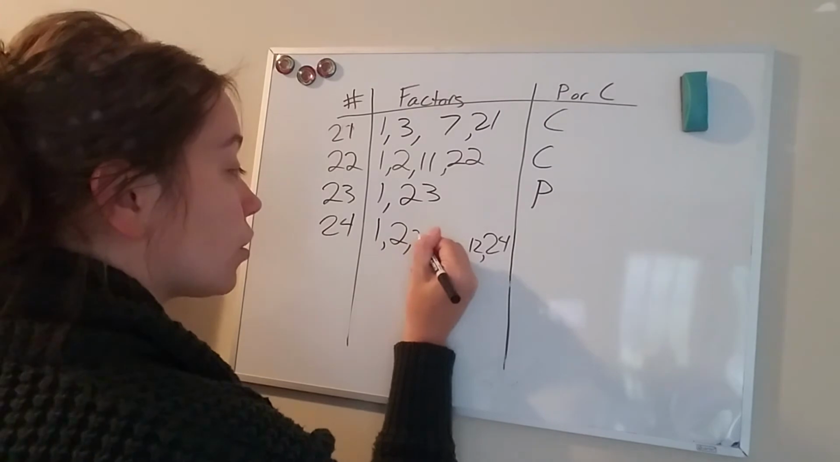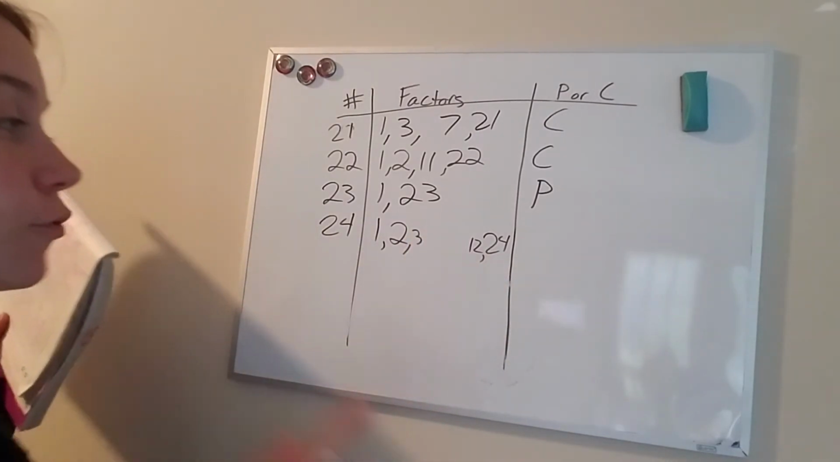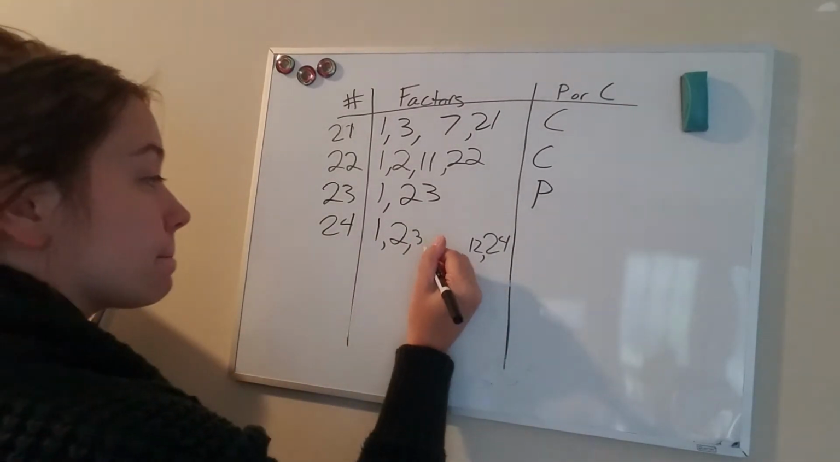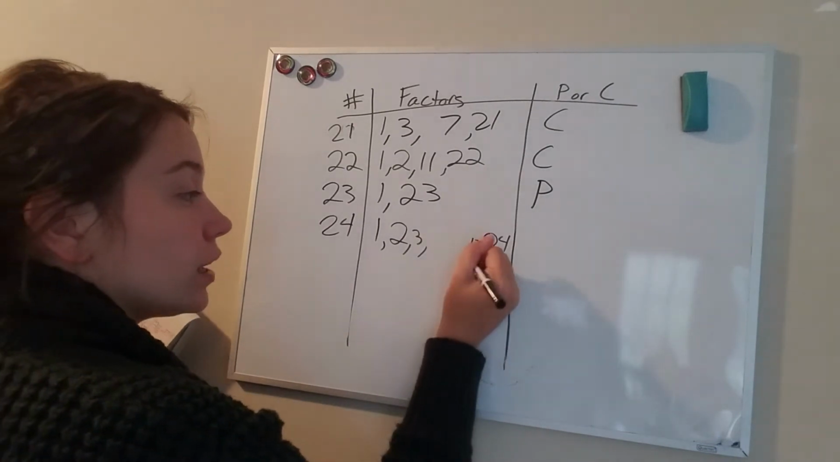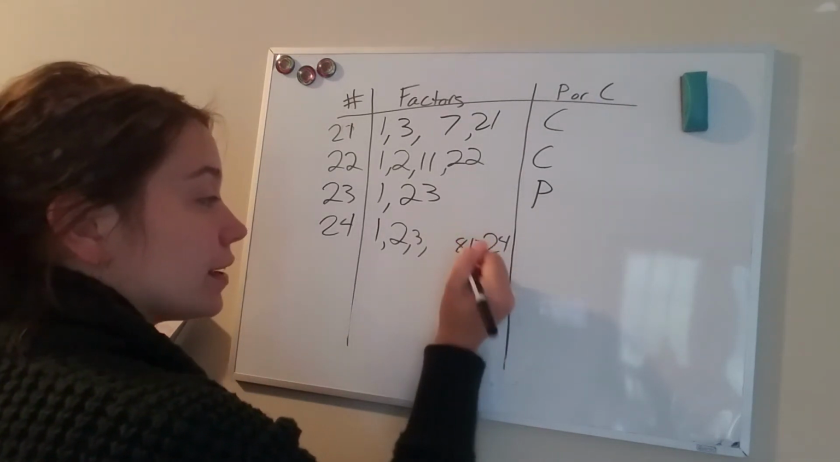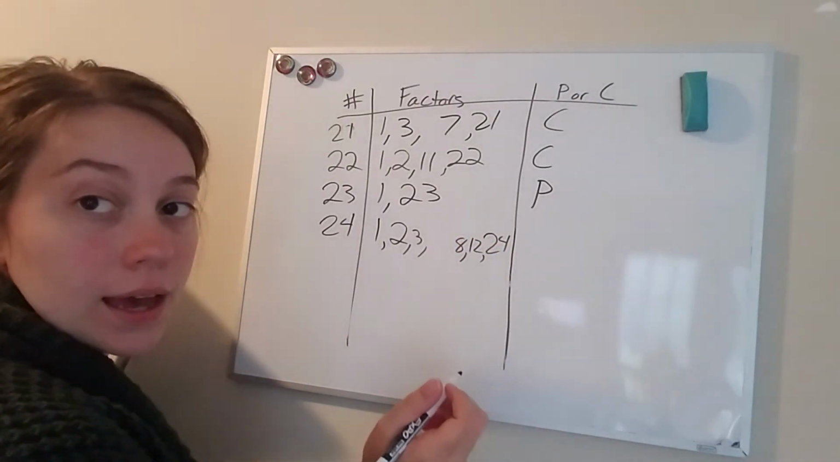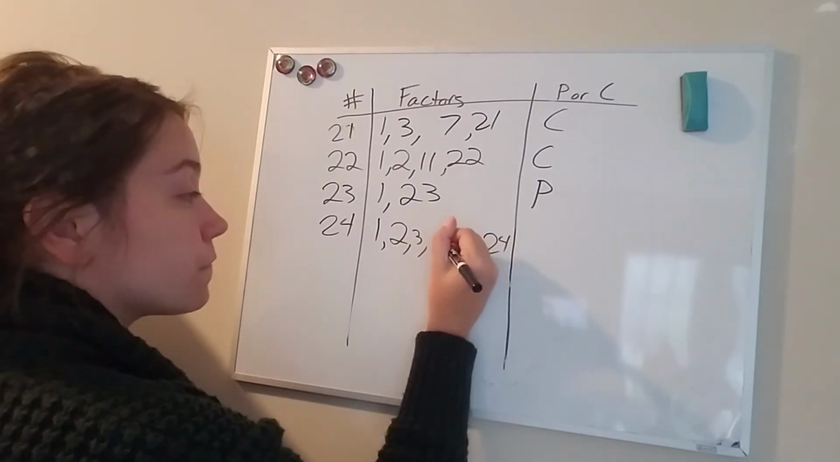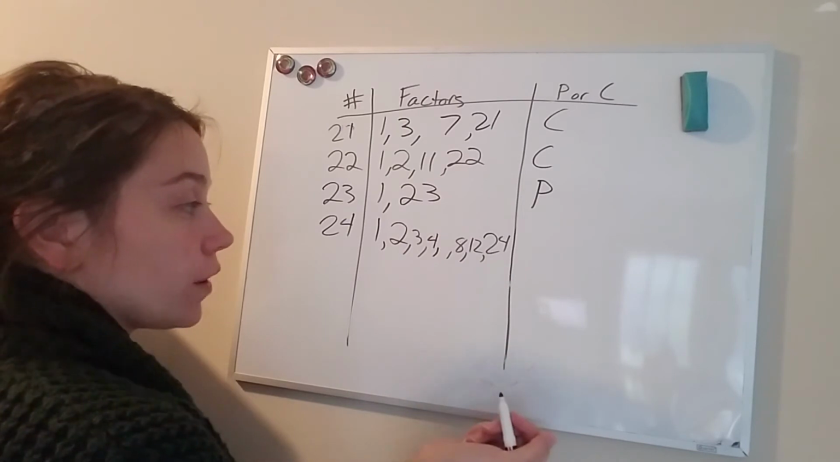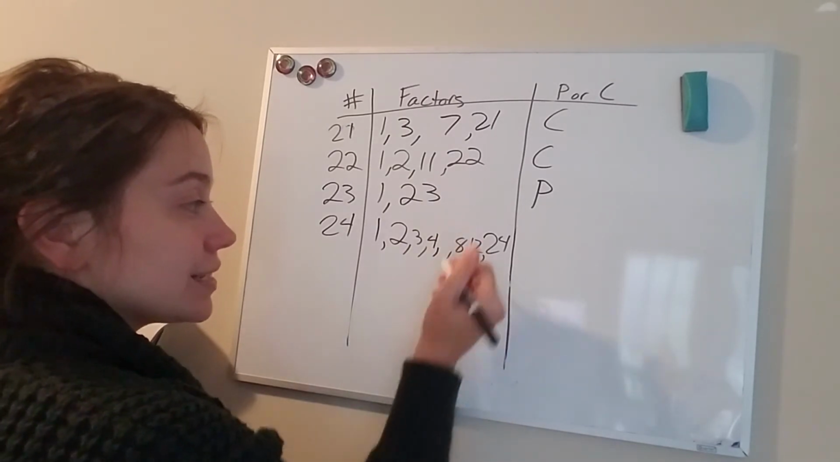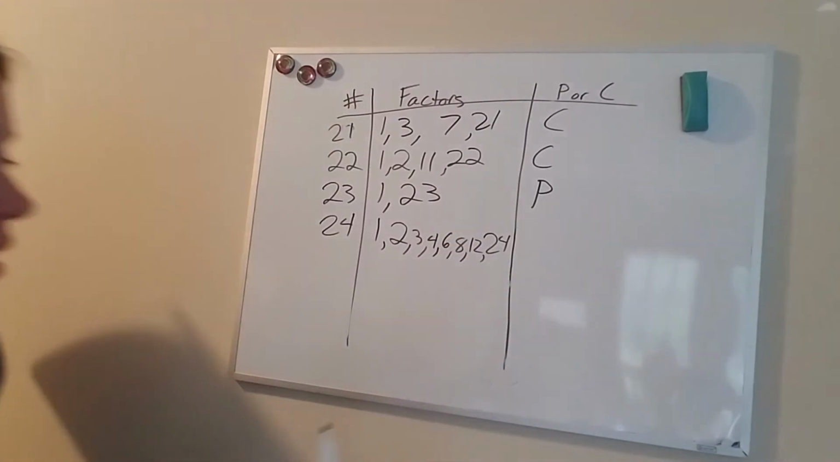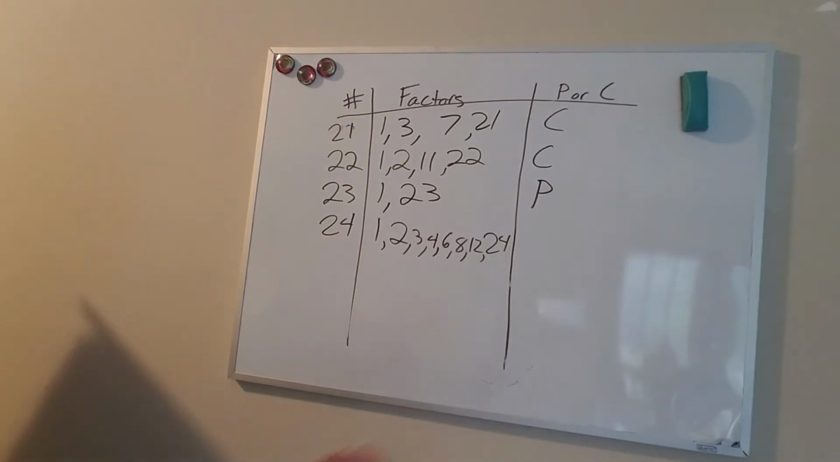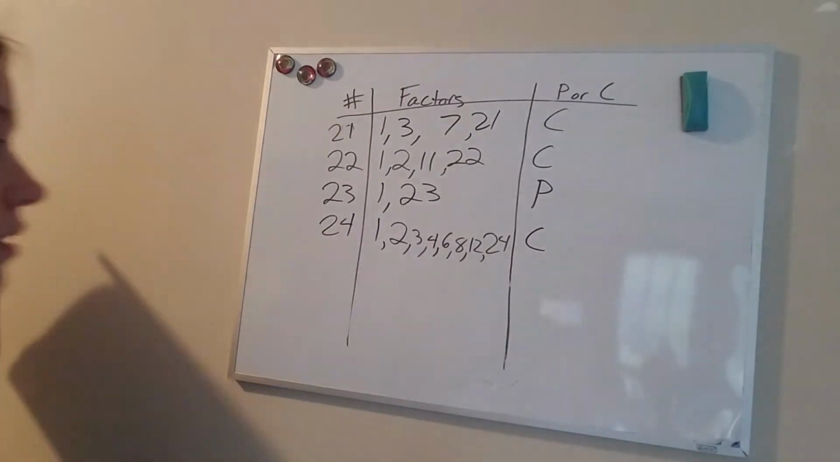And then we know 3. 3 times what gets me 24? Think real hard for a second. 3 times 8. Okay, 3 times 8 gets me 24. Now, 4 times what gets me 24? 4 times 6. So that's a lot of factors for that one. So it is a composite number.